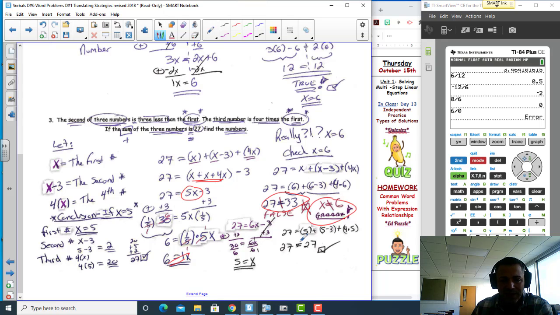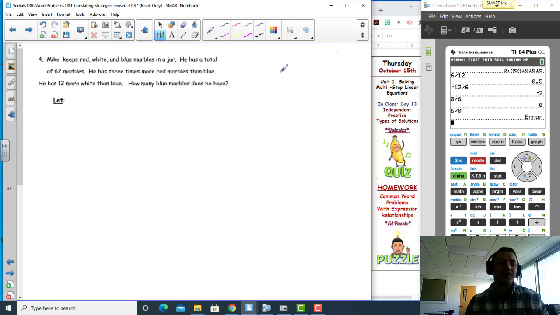X was not equal to 6. X should have been 5 when I redid the problem. Ladies and gentlemen, the essential question. If you can do number 4, you have a pretty strong interpretation of what we're trying to teach you in setting a foundation for solving word problems throughout the year.